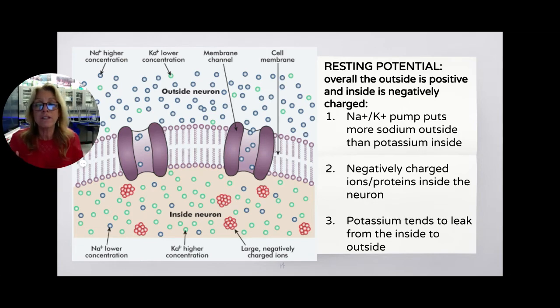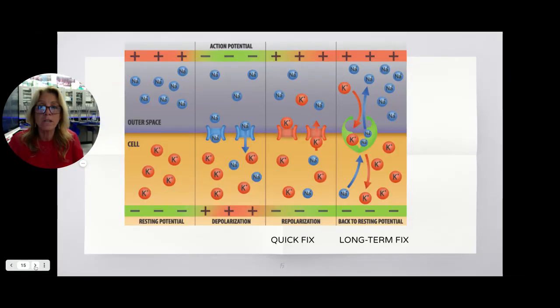We are creating another differential now. And this is a difference in charge. And we can use that to do work, and that will be our electrical message that we're going to pass. That electrical message is called an action potential. So there's resting potential I'm showing you now, and then we're going to show how we can use that in our action potential.